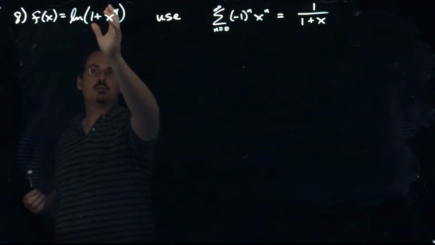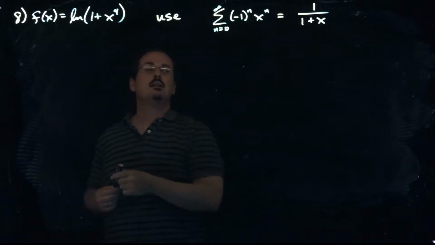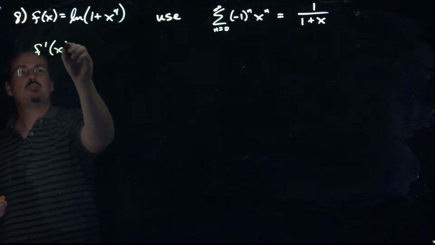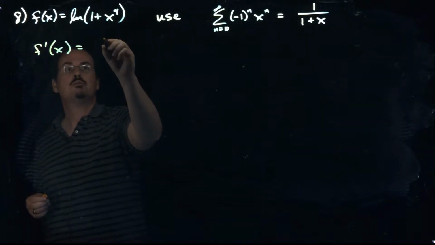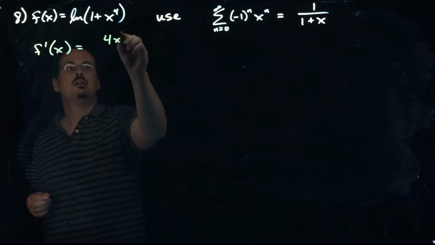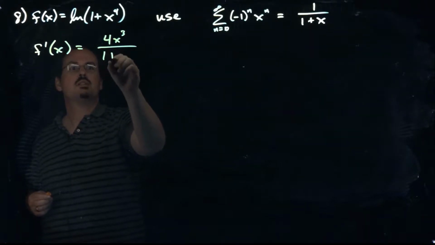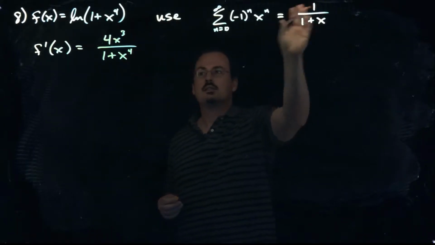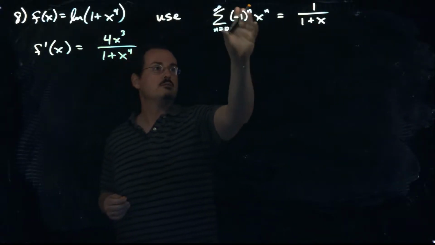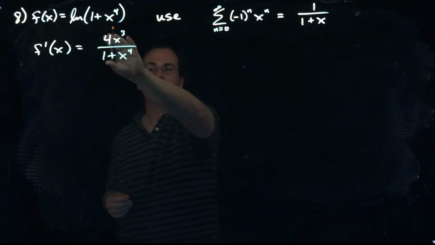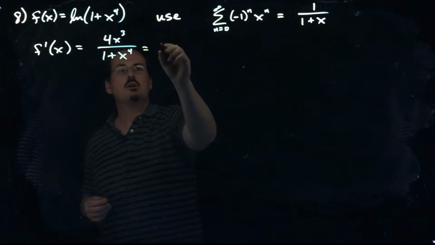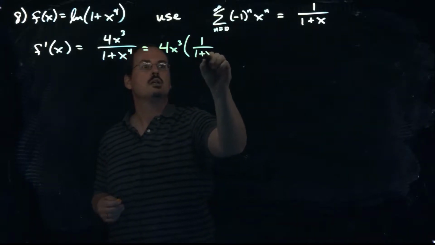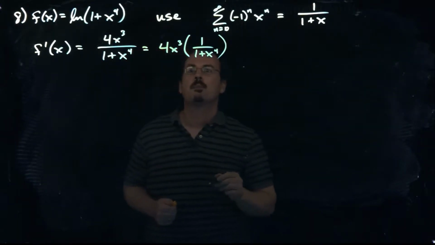In order to use that, we need to somehow figure out a way to make this function, or perhaps its derivative or integral, look like that. The way we do that is we realize that the derivative of the given function is 4x to the third over 1 plus x to the fourth, which kind of looks like this, and we can actually use it to form a power series. To do that, we'll rewrite this as 4x to the third times 1 over 1 plus x to the fourth.